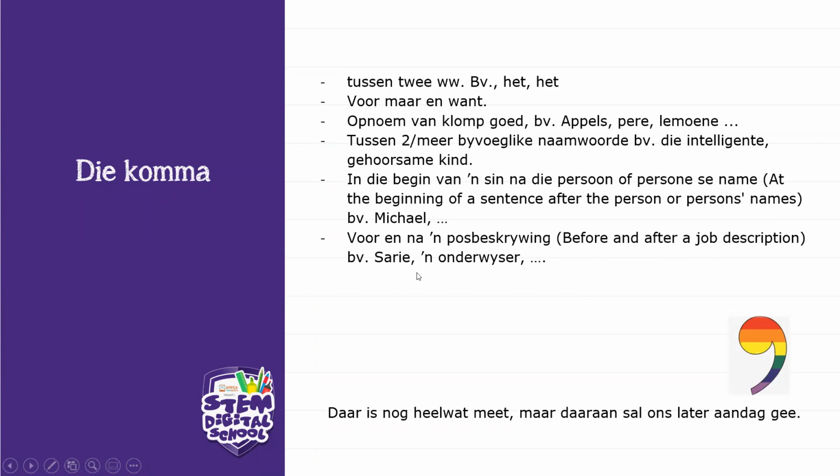Then, voor en na 'n posbeskrywing. Bijvoorbeeld, sorry, comma, 'n onderwyser, comma. So it's before and after a job description. Sorry's the person, comma, she's a teacher, comma, and then the rest of the sentence.